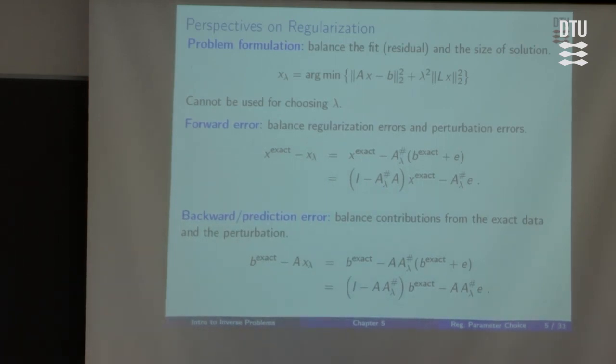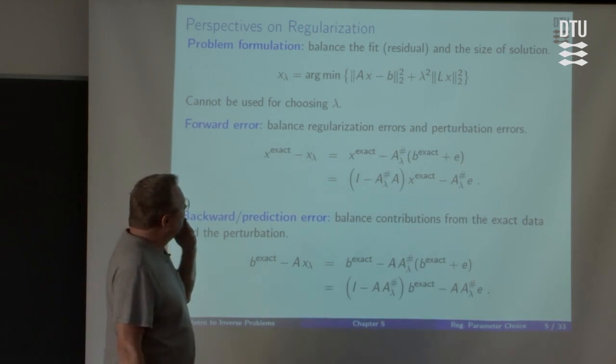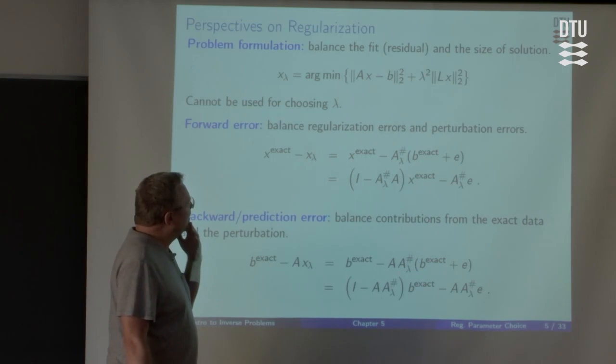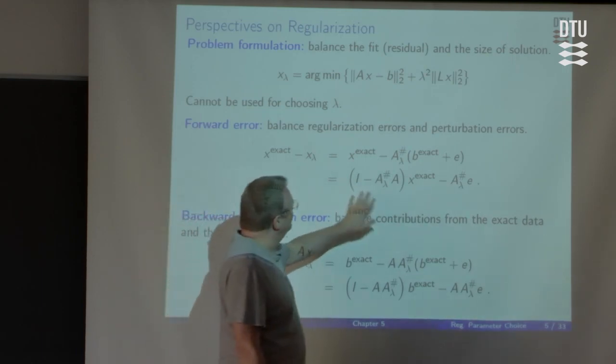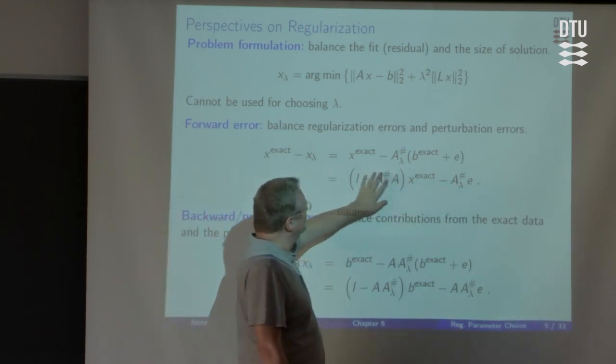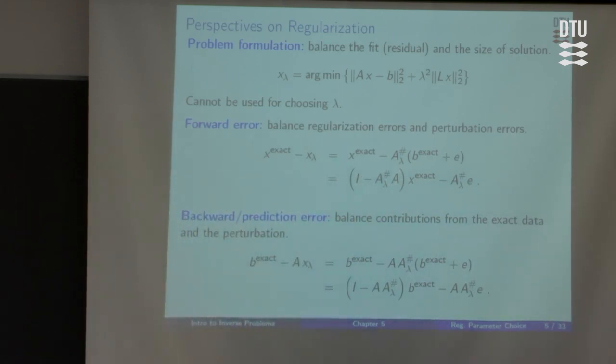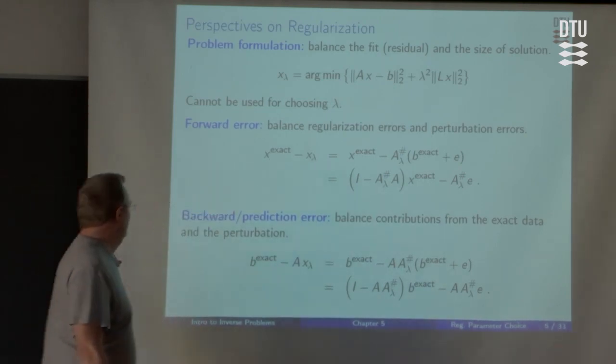One perspective of doing regularization is, wouldn't it be nice to choose a lambda that balances these two terms? If they are approximately of the same size, then that might be a good regularization parameter. So that's a good principle. We can't do it in practice, of course, because we don't know x exact.